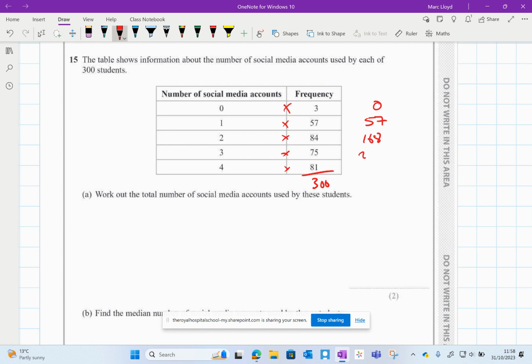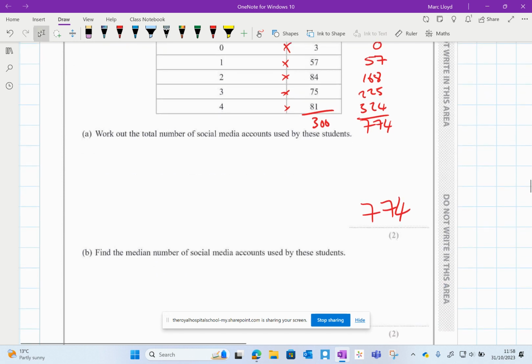75 times 3. Remember, everything on a calculator, everything, no messing around. This is your GCSE. We want to win, we want to succeed. Right, 57 plus 168 plus 225 plus 324. That's 774 social media accounts altogether. Okay, it's a lot of social media accounts. If they all followed me, I'd have more subscribers for sure.